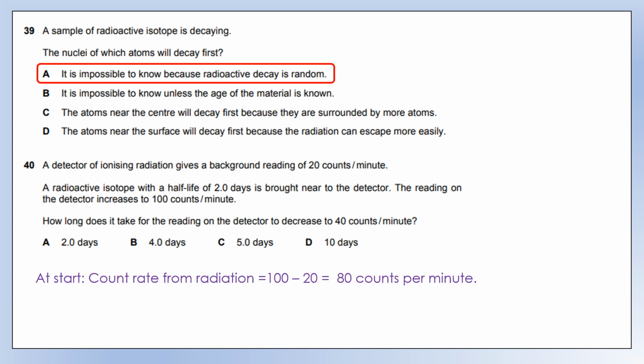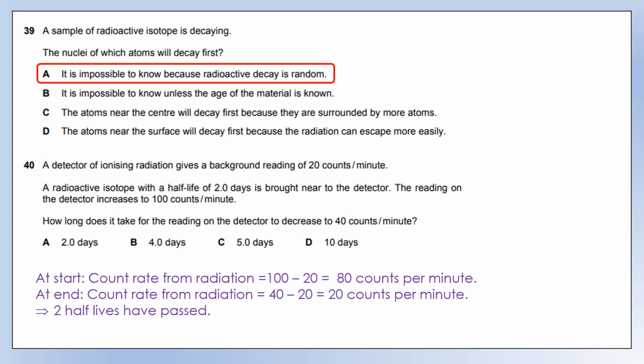So the first thing we have to do is figure out essentially what is actually going on with the sample itself. So we're going to subtract 20 from both of the readings to tell you what the actual sample is doing. So that's why we've done 100 minus 20 and 40 minus 20. We've got rid of background radiation. And once we've done that, we can see that 2 half-lives have passed. It's gone 80 to 40, 40 to 20, so it's halved twice. So 4 days must have passed, and that completes this multiple choice section.